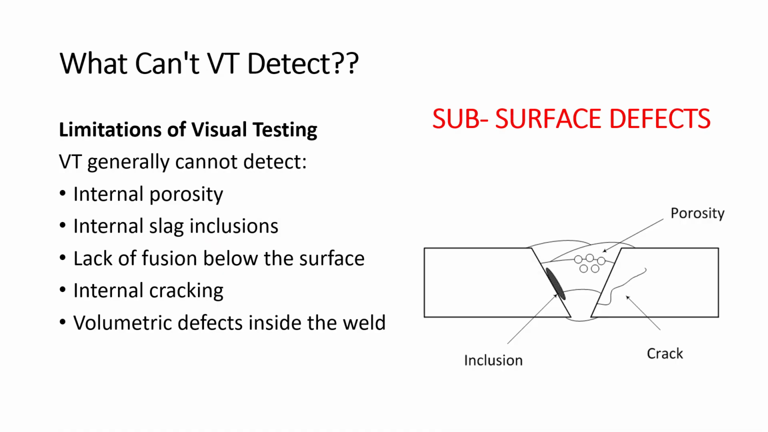What can't we find with non-destructive testing methods such as visual testing? Because everything has to be open to the surface, we can't find internal porosity. Anything internal is off the board. Lack of fusion below the surface, we're not going to see it. Internal cracking or volumetric defects inside the welds, we're not going to see those. So if it isn't open to the surface, VT is not our thing. Visual testing can't be used.